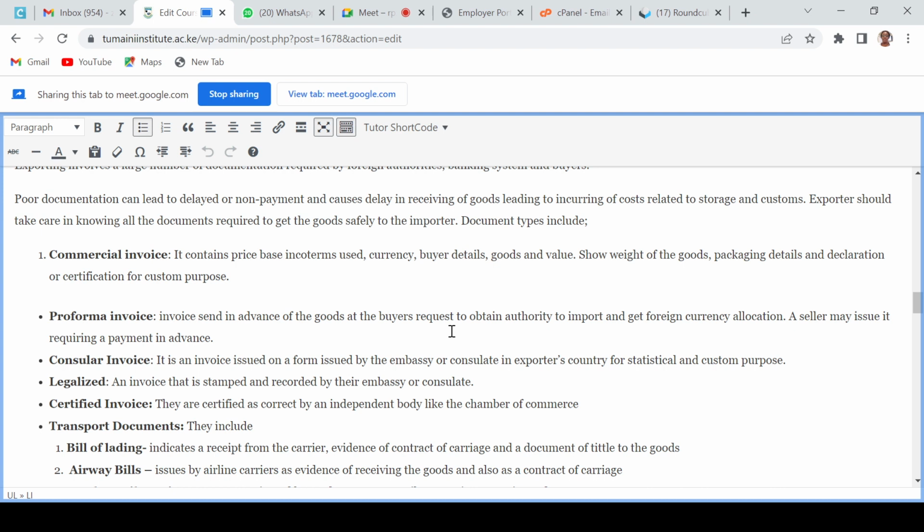Which documents will you find in export credit? One, we talk about the commercial invoice. This is just like the invoice we talked about in trade credit, which contains the prices.